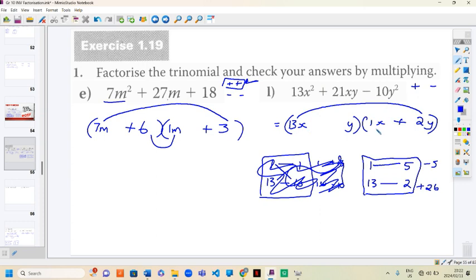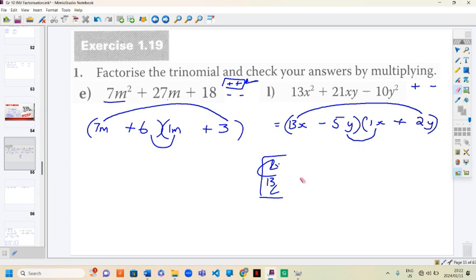And now I do my innermost terms: 1 multiplied with 5, but I need to get negative. So it needs to be 1 times negative 5, negative 5y. And there we go, easy peasy. Now we just make it look nice and neat. Take those boxes out, and there we go. Hoping that's making sense now.